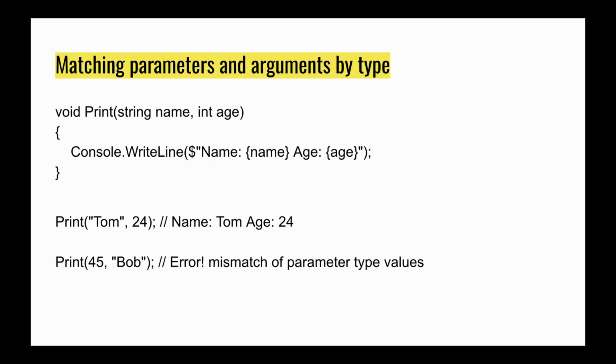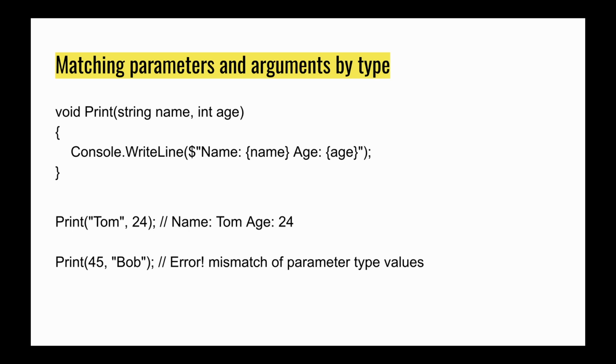Matching parameters and arguments by data type. When passing values to parameters, it is important to consider the type of parameters. There must be a type match between arguments and parameters. In this case, the first parameter of the print method is of type string, so when calling the method, we must pass this parameter a value of type string. The second parameter is an int type, so you must pass it an integer that corresponds to the int type.